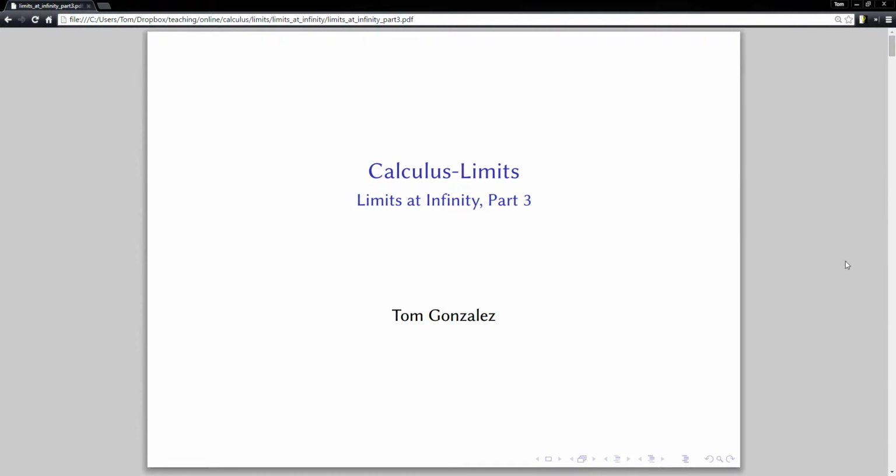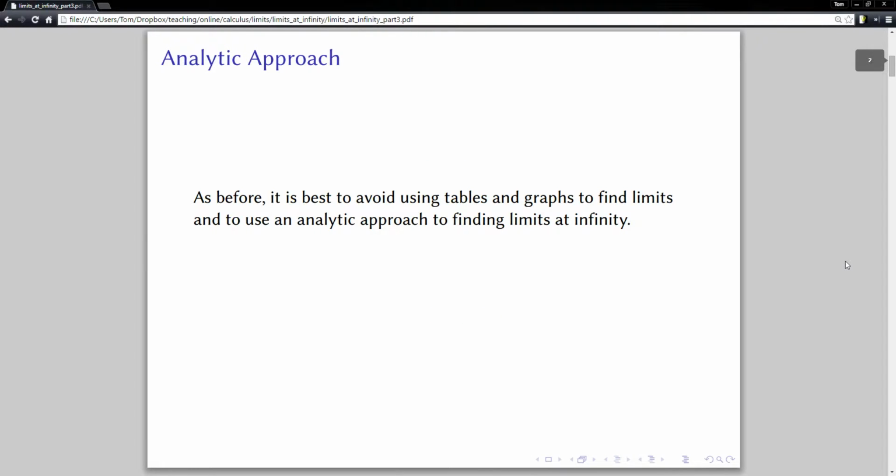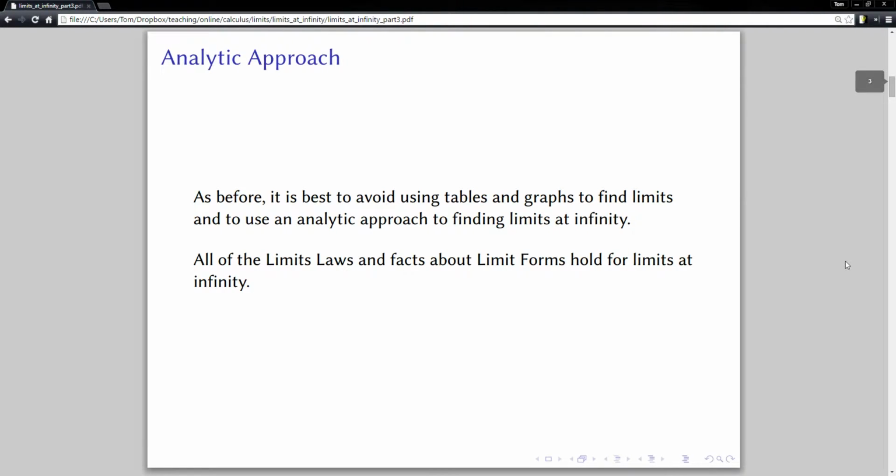In this video, we are going to take a look at the analytic approach to computing limits at infinity. So computing these limits without looking at tables of numbers or looking at the graphs of the functions involved. One thing to note is all of the limit laws that we covered for limits as x goes to a number, as x goes to a, let's say, all of those limit laws and facts hold for limits at infinity.